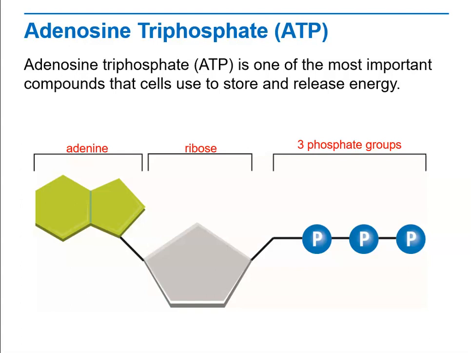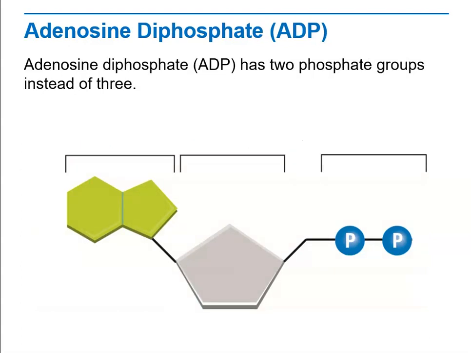So when a cell needs energy, what it does is it changes adenosine triphosphate into adenosine diphosphate. When it removes that one phosphate group, it releases the energy that was stored in that chemical bond. The difference between ADP and ATP is the key to the way in which living things store energy.